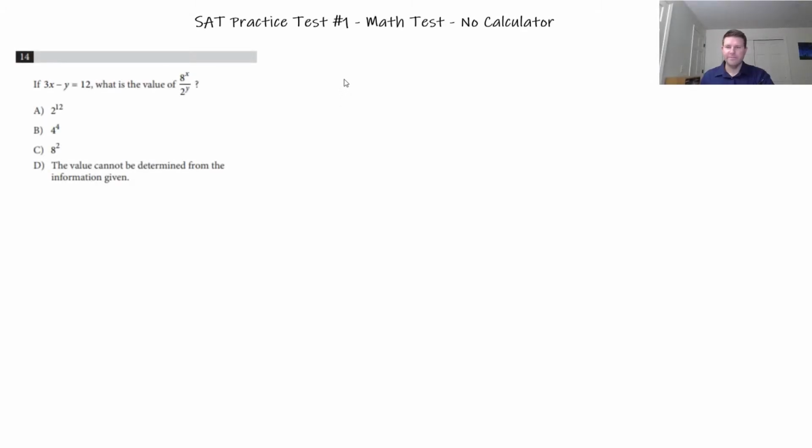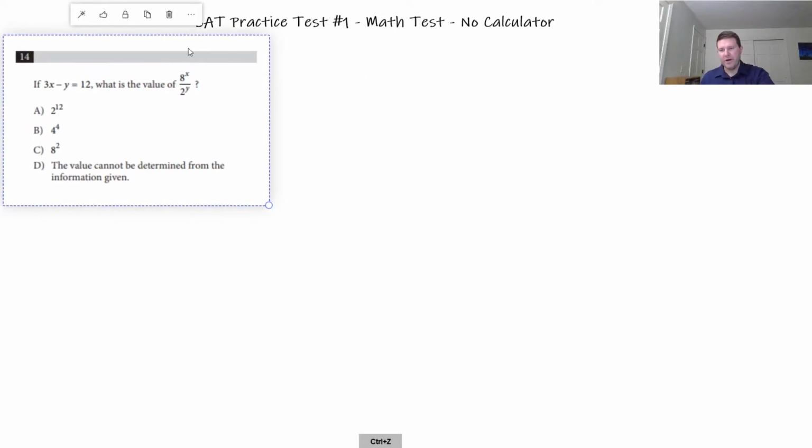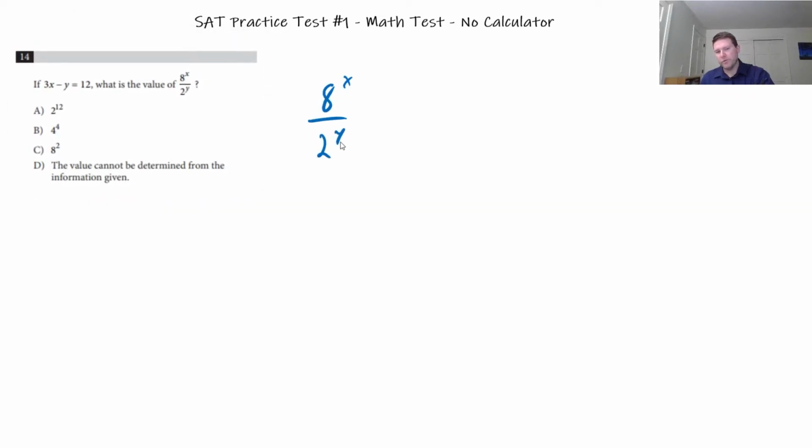So 14. This is where it gets a little bit fun, because you know you're going to be dealing with exponent rules, right? Because you're seeing this guy right here. But if you're going to apply exponent rules, these bases need to be the same. And right now they're not. So we need to address that.